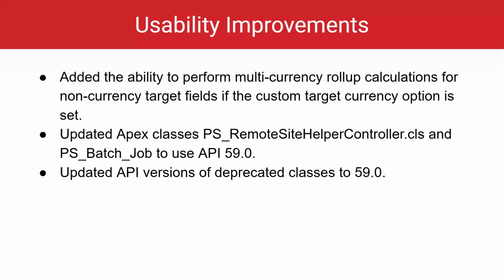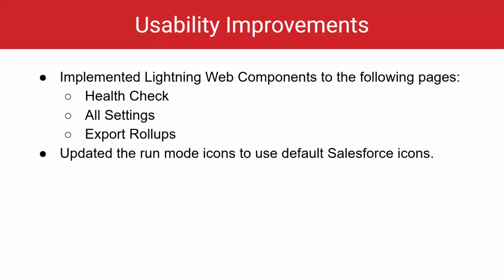We've updated Apex classes PS Remote Site Helper Controller.cls and PS Batch Job to use API 59.0. Similarly, API versions of deprecated classes have been updated to 59.0. As far as UI updates, Lightning Web Components have been implemented on the health check, all settings, and export rollup pages. Plus, we've updated the run mode icons to use default Salesforce icons. I'll go through our demo org and show off the security authentication, where to find the RHX renewal date, and the visual changes to the health check and all rollups pages.